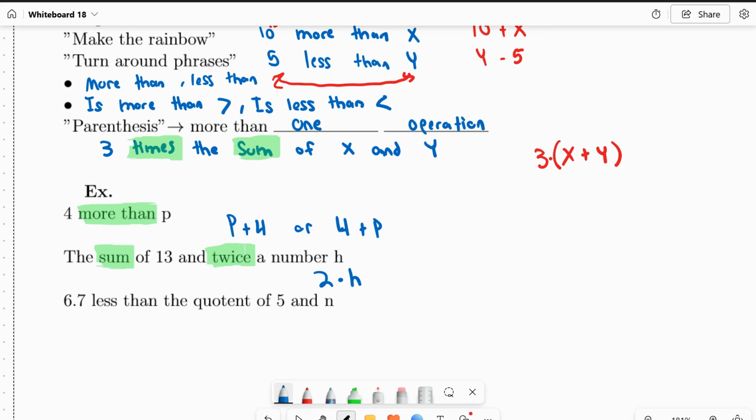Since in this case we have more than one operation, let's put parentheses around those two. Next we have the sum of 13 and what we currently have. Sum indicates addition, so we just need to add 13 to what we already have, and that is our expression.